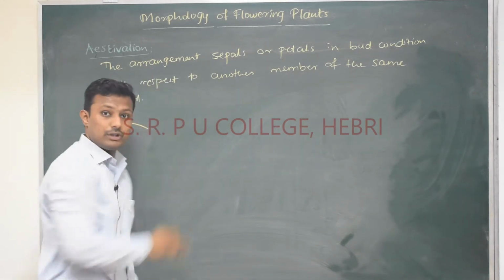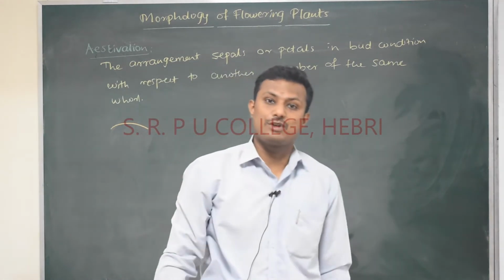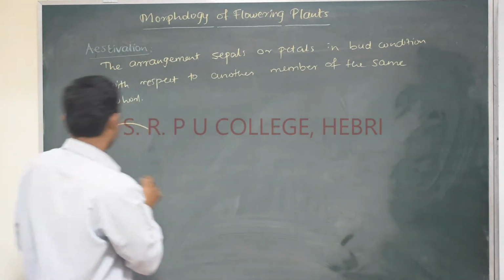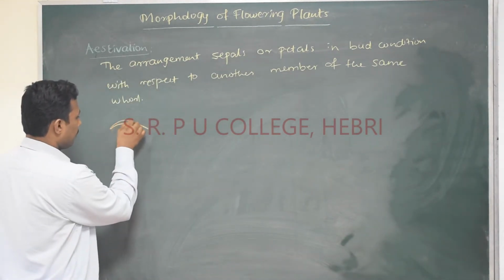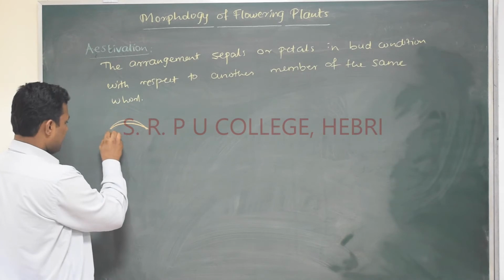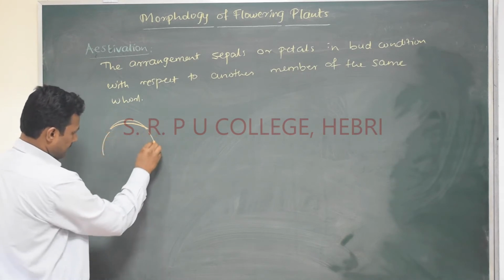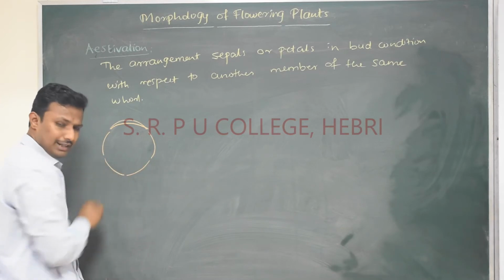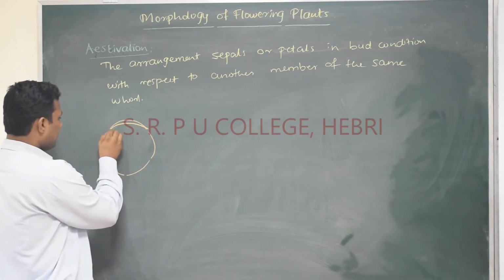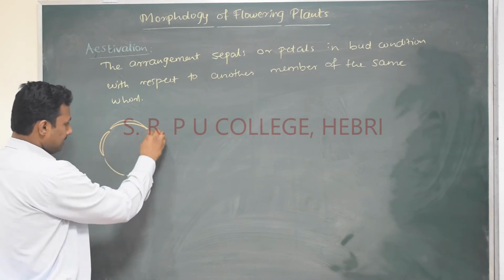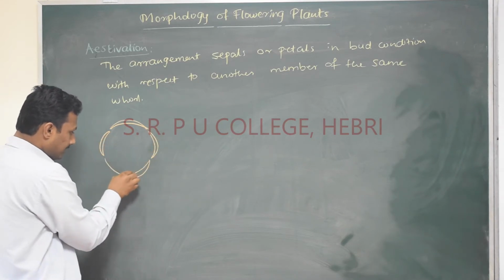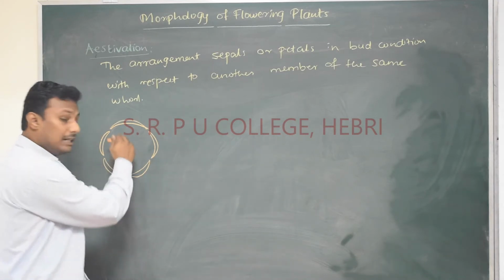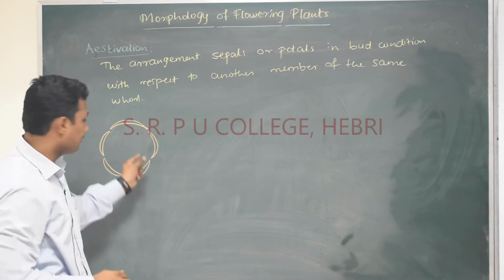What is aestivation? And draw the 4 different types of aestivation in the angiosperm flower. This can be an important question. That is why you should try to learn the drawings or diagrams of these aestivations. See, I am considering 5 petals now, or sepals also. You can consider either sepal or petal, and here the arrangement is such that the petal or sepal is neither touching nor overlapping the other appendage of the same whorl.